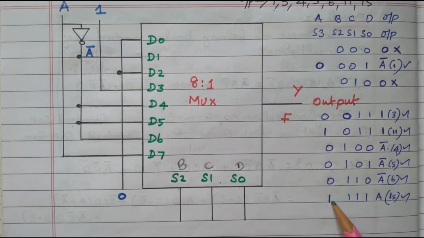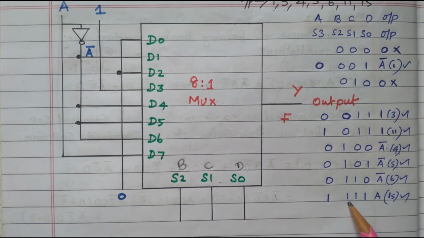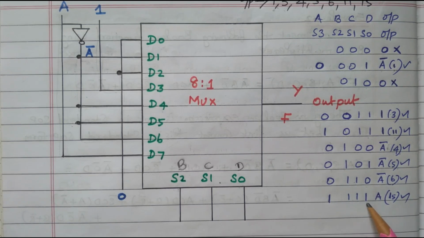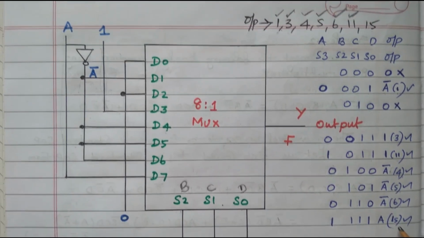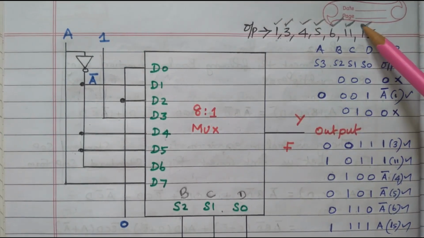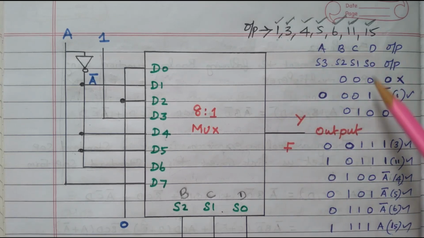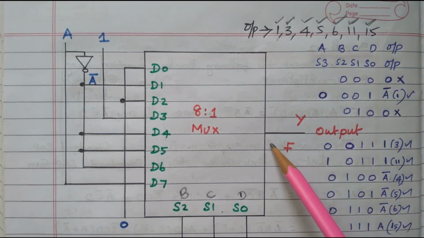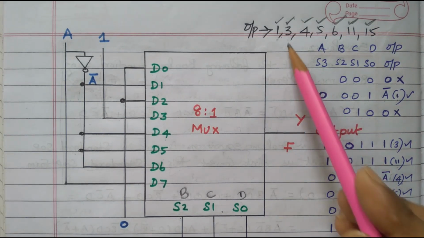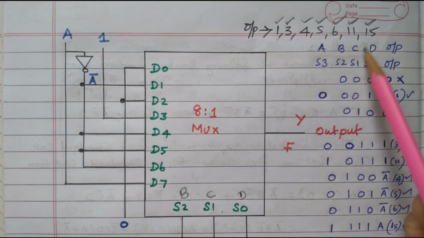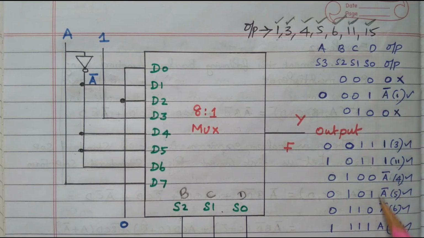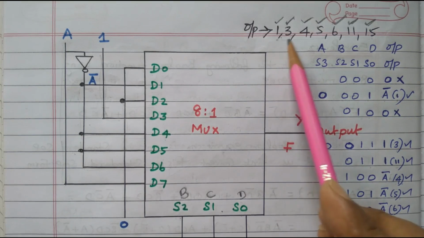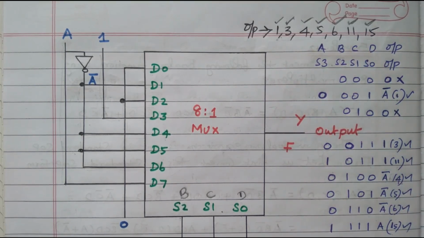So what is this value? 1 1 1 1. 8 4 2 1. 8 plus 4 is 12. 12 plus 2 is 14. 14 plus 1 is 15. See, now 15 is also covered. See, all 7 outputs are covered. That is, this multiplexer is producing our required 7 outputs: 1, 3, 4, 5, 6, 11 and 15. So by analyzing the input and the output, we verified that this mux is producing our required Boolean function, right?